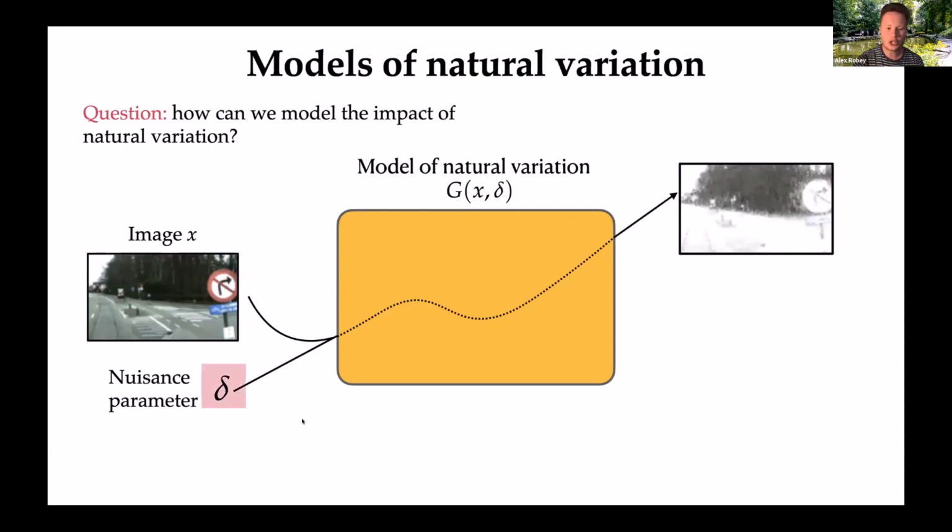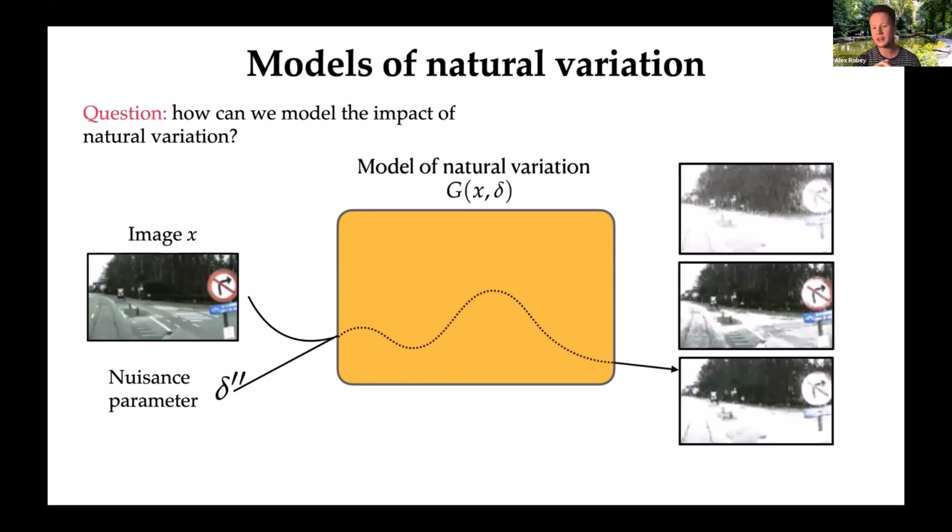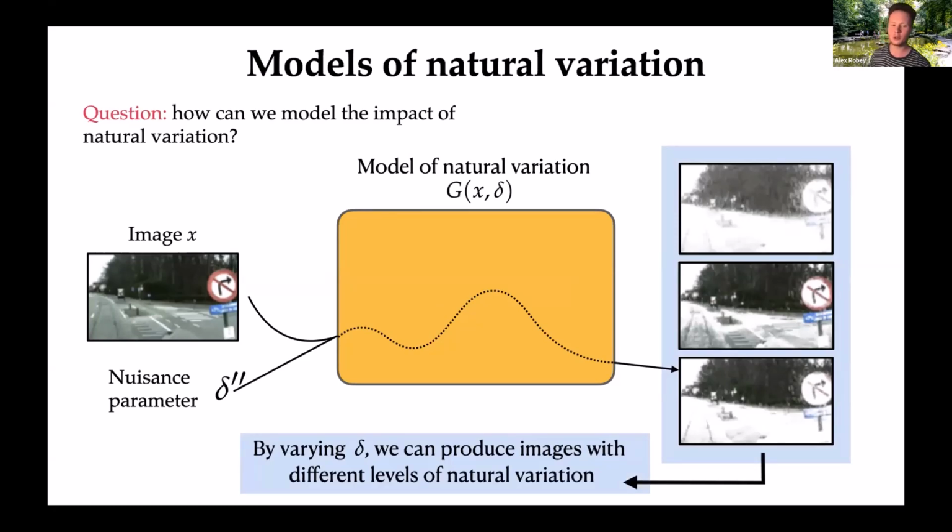And the idea is if we change this vector delta to something like delta prime, then at the output we'll get another image that has kind of a different level of natural variation. And if we repeat this again, we'll get yet another image that has a different level of natural variation.